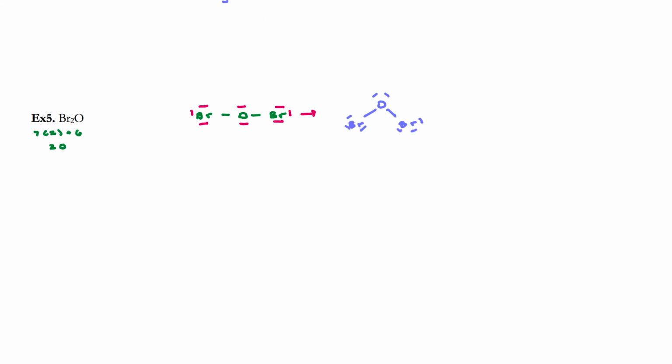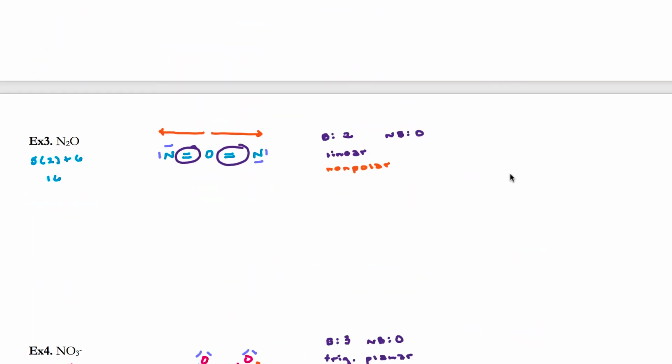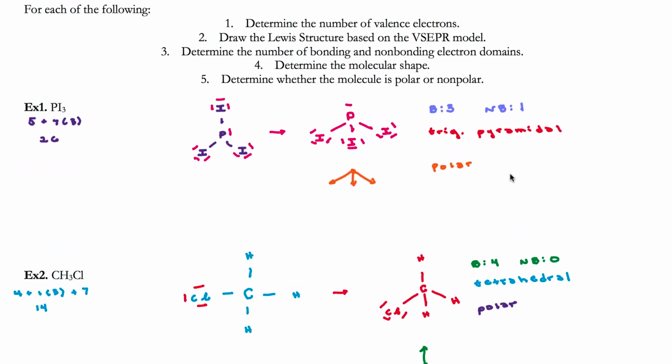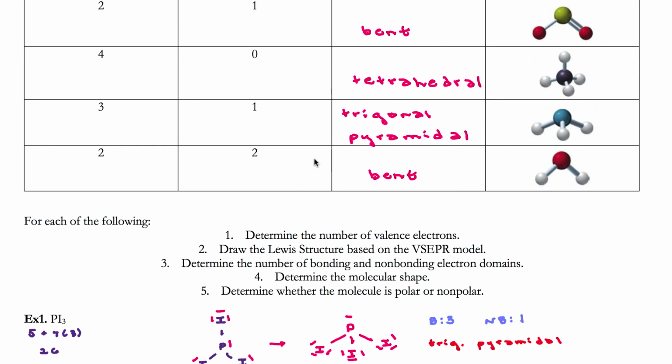So let's talk about number of bonding and non-bonding domains. Bonding, I have 2 atoms that are attached to my central atom, 2 bromine, so 2 bonding. For non-bonding domains, I've got 2 lone pairs of electrons, so 2 non-bonding. So if you look back, the shape is going to be bent.